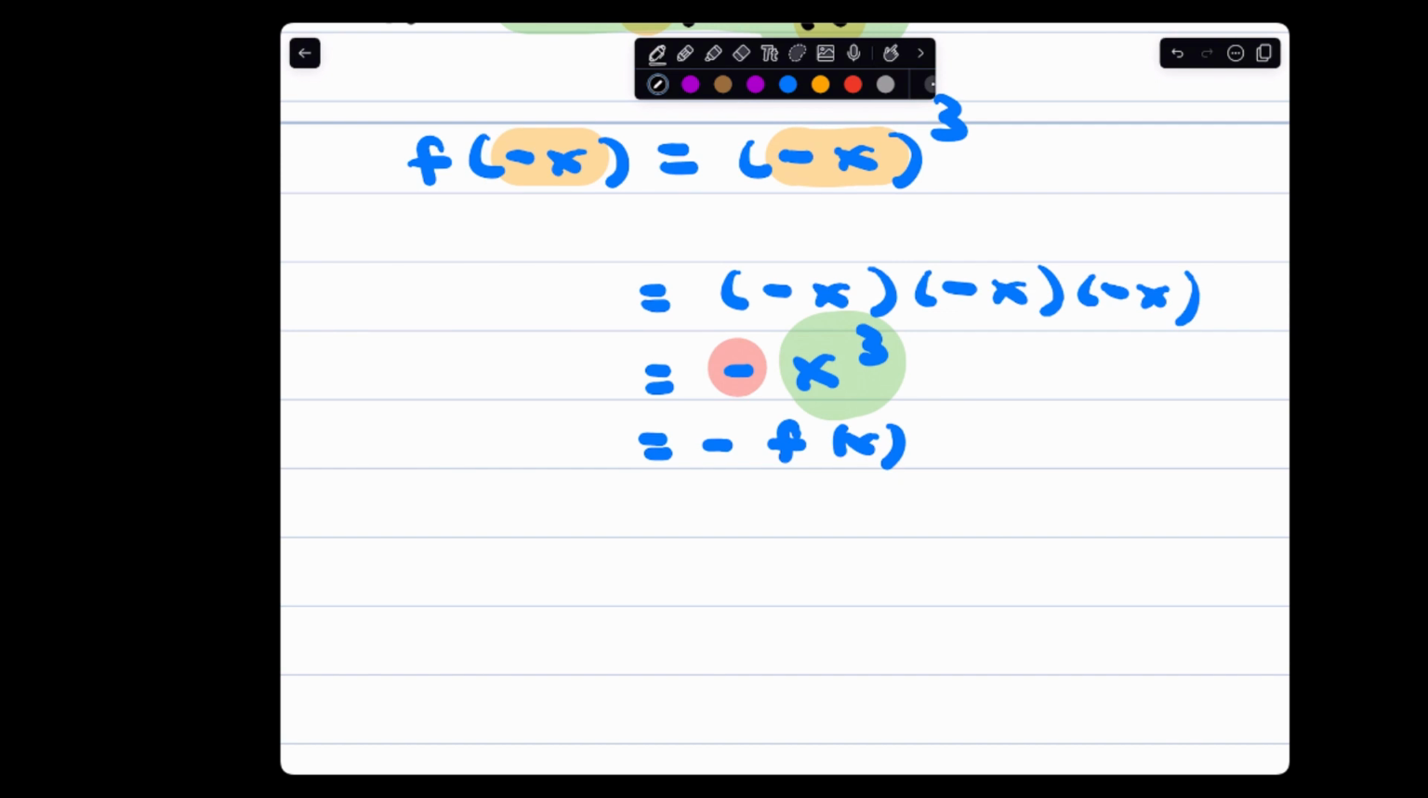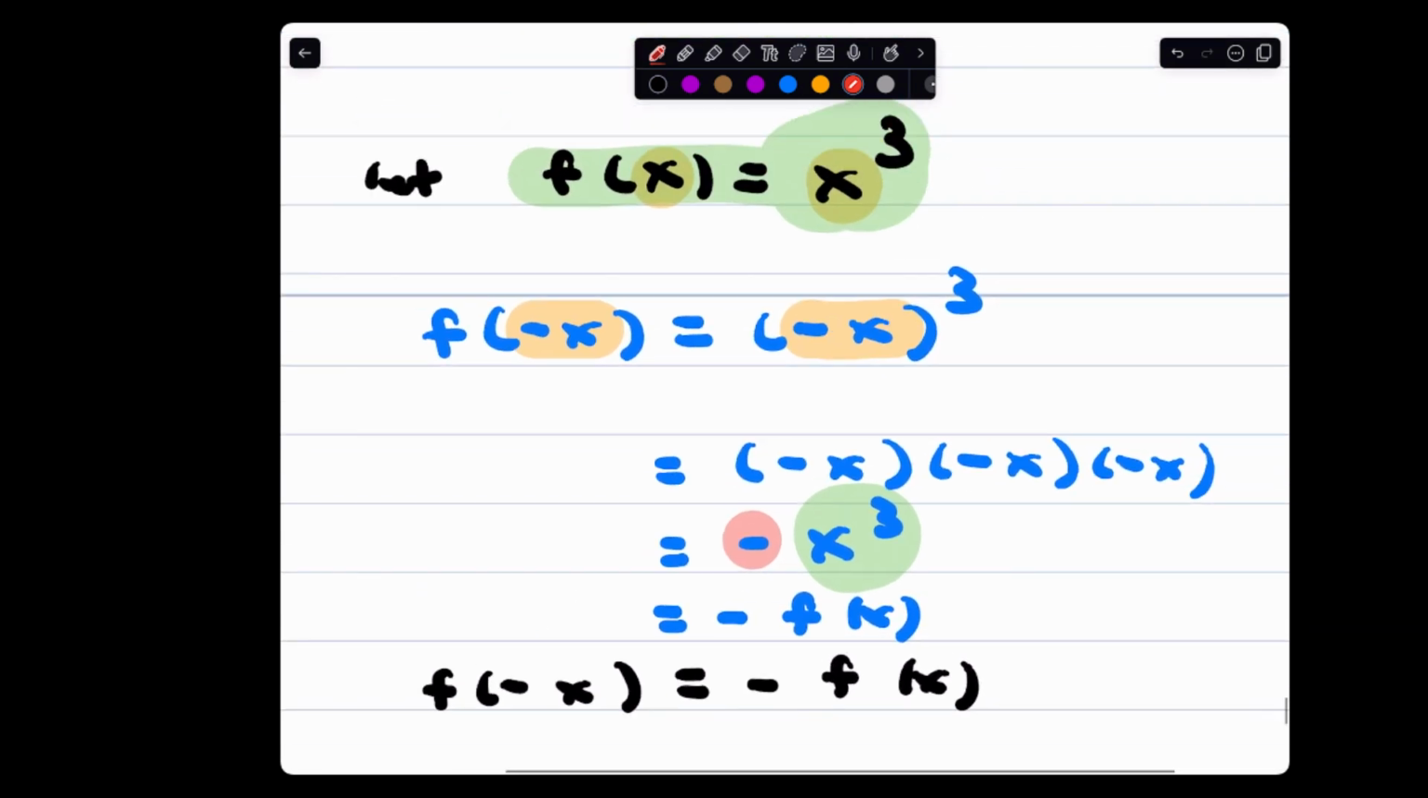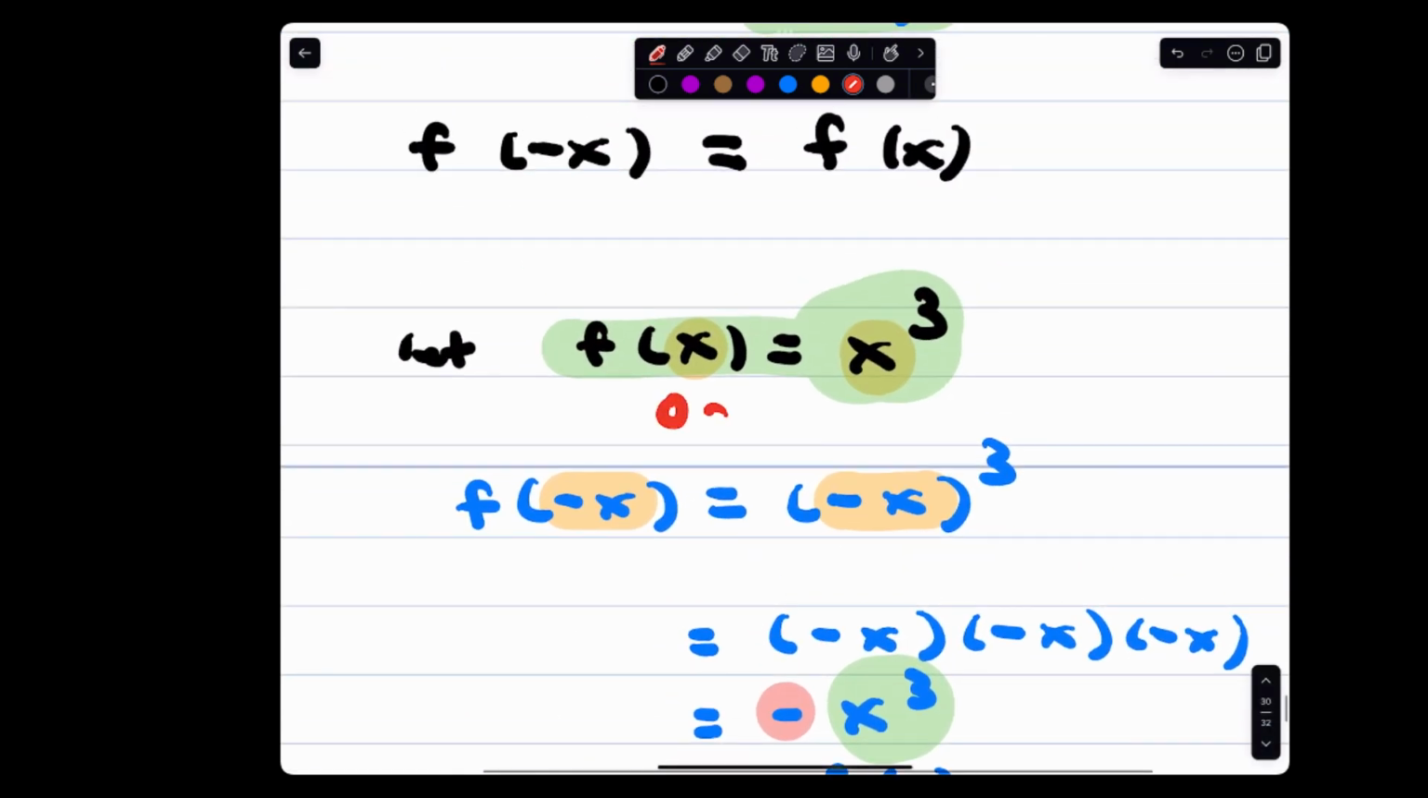And in conclusion, what do you guys know? You just demonstrated that f of minus x is the same as minus f of x. What does that mean about your function? This is an odd function.